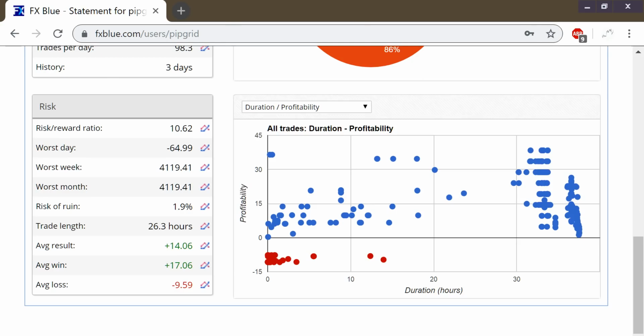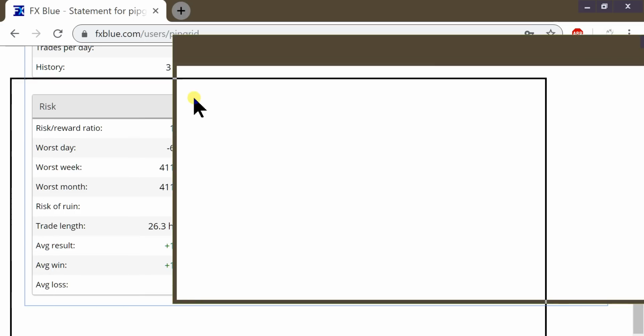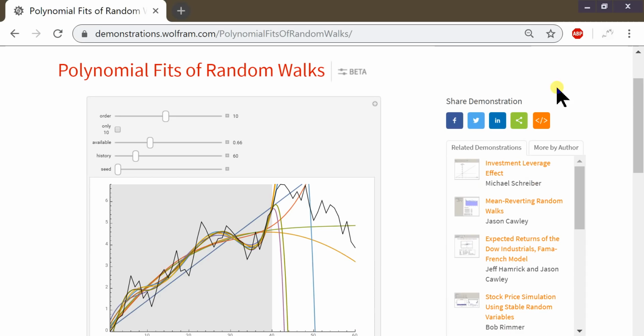But also I wanted to show you the random walk. Polynomial fits of random walks. This is so much the market. I think I did a video on this before. This is a Wolfram demonstration. And the seed, the random walk of the market, the closing prices look just like every market I've ever seen.